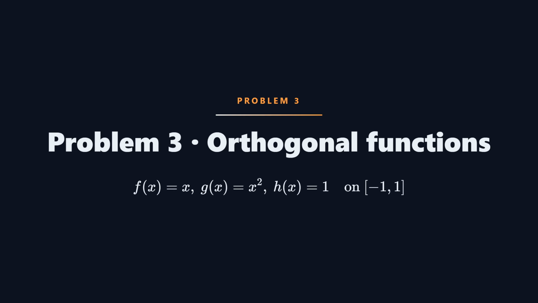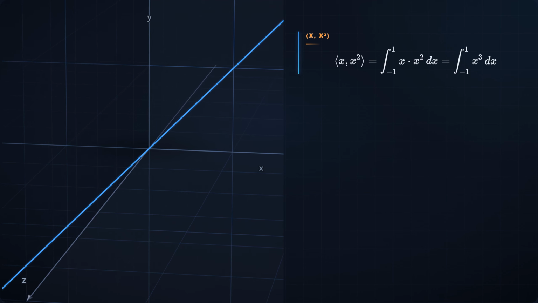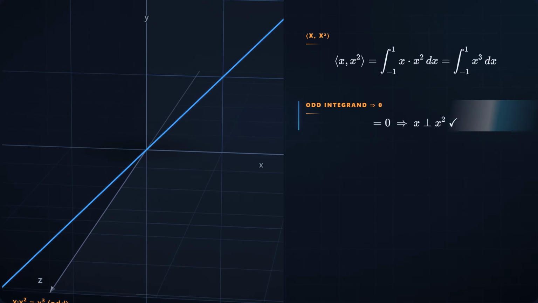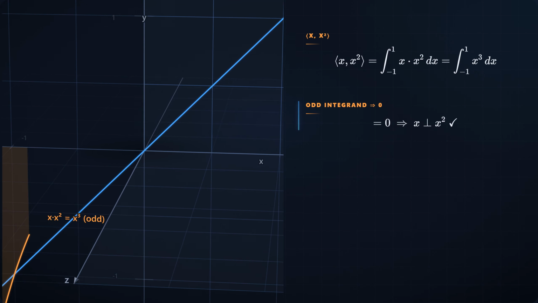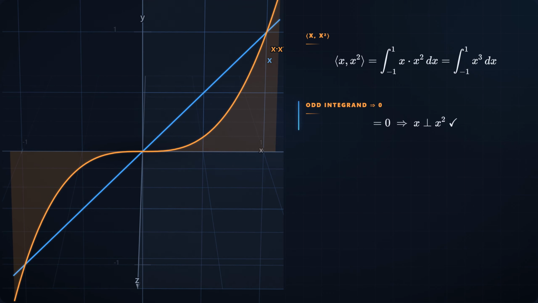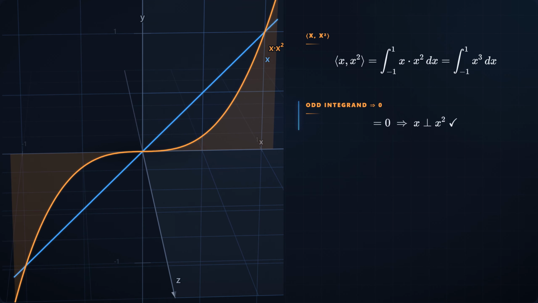Problem 3. Two functions are perpendicular when their integral product is 0, and on a symmetric interval, parity often decides it instantly. Pause and try. Take x and x squared. Their product is x cubed, and orthogonality asks whether its integral over -1 to 1 is 0. X cubed is an odd function, and any odd function integrated over a symmetric interval gives 0. The negative half exactly cancels the positive half, as the shaded areas show. So x and x squared are orthogonal.